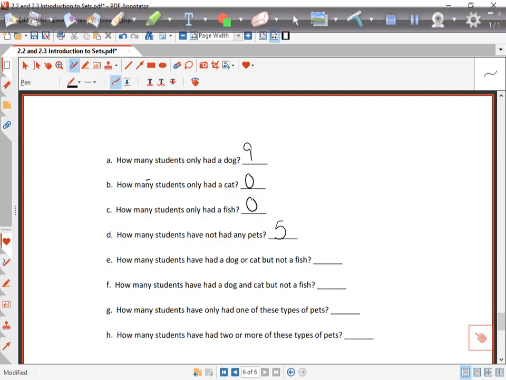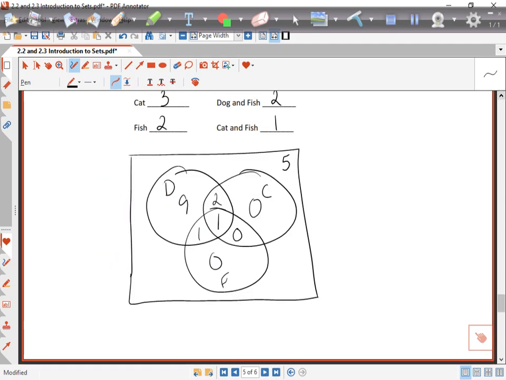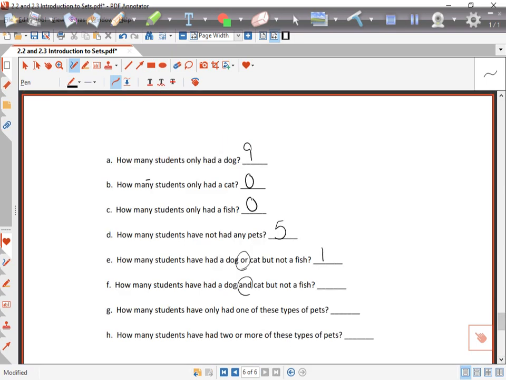Okay, so the next two questions are similar. How many students have had a dog or cat, but not a fish? And then this one says, how many have a dog and cat, but not a fish? So or means overlap. Okay, that's incorrect. Or means put together. So we're going to look at the dog and cat circles. So all of the dog and cat circles, and we're going to ignore the fish circles. So that leaves us with this one, and this one. So 9 plus 2 plus 0 is going to give me 11.